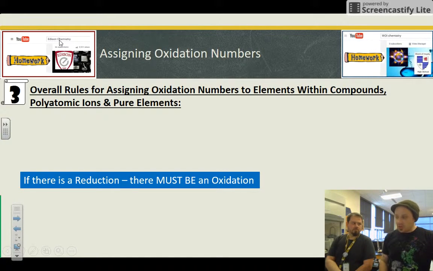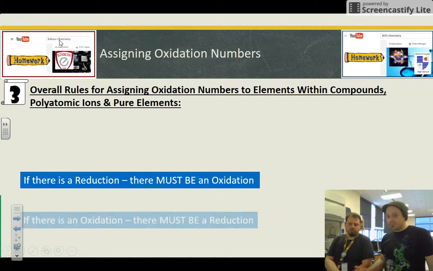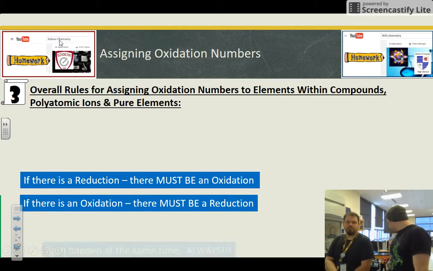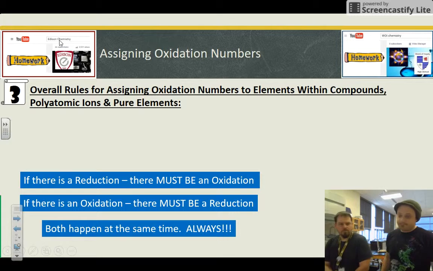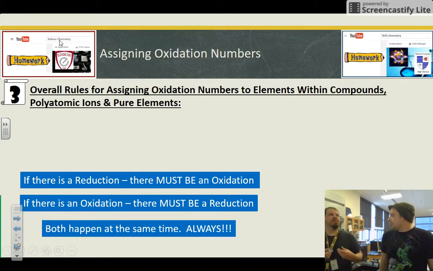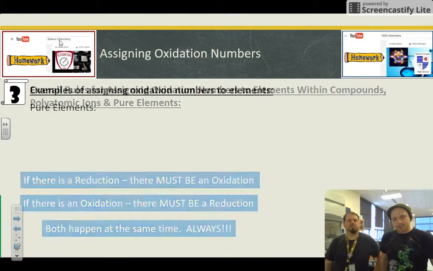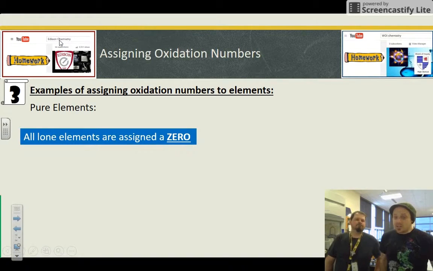One atom loses an electron, the other one's going to pick it up. That's all there is to it. And vice versa. If there's an oxidation, there must be a reduction. But they're happening simultaneously. It's not one then the other. It's a constant thing. Mutual and simultaneous. Very good.